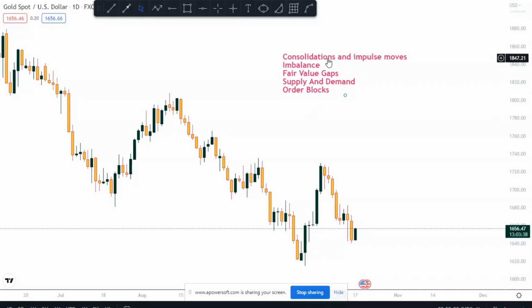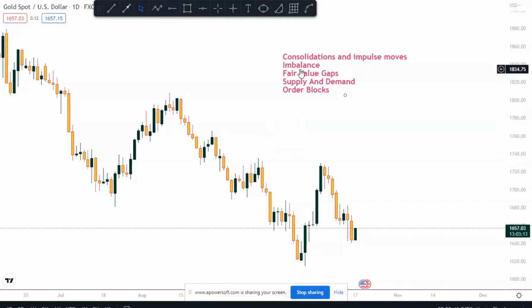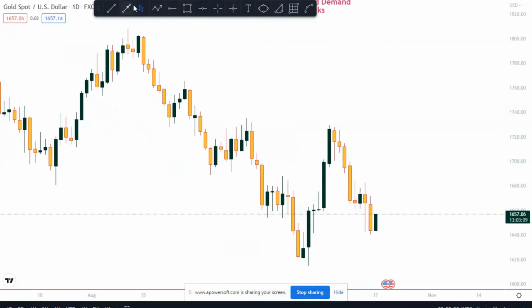So we started on this video series. I told you they're going to be kind of in order. We started with consolidations and impulse moves. Basically, I talked about ranges and then these impulse moves. I'm just making a quick recap about what we've been talking about. There are these ranges where the market is ranging, and then we see that there are these impulse moves. So we talked about that, and then we talked about the imbalance.